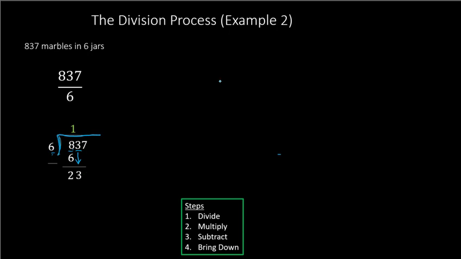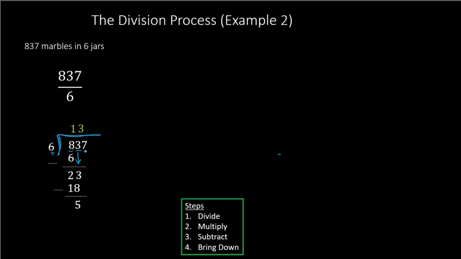Okay, now we can repeat the process all over again. Step 1 is divide. So we do 23 divided by 6, or in other words, see how many times 6 goes into 23. Well, 6 goes into 23 3 times without going over. So we put a 3 up here on the top. Step 2 is multiply. So we take 3 times 6, that gives you 18. We put it right here. And then step 3 is subtract. So 23 minus 18 gives you 5.